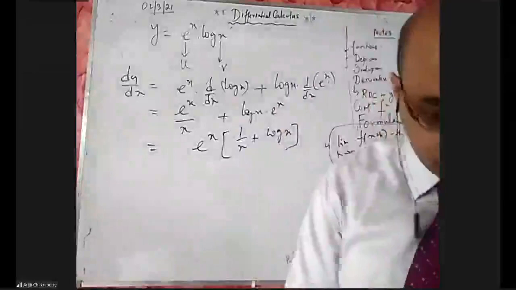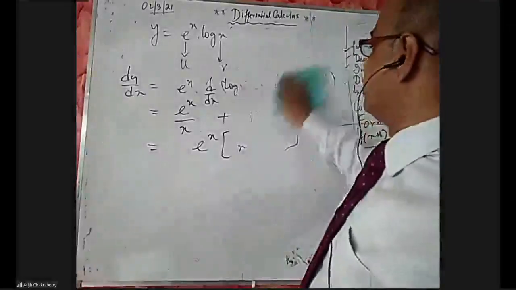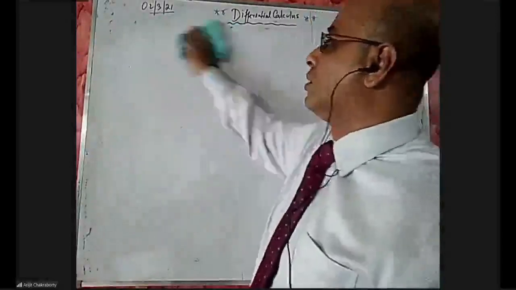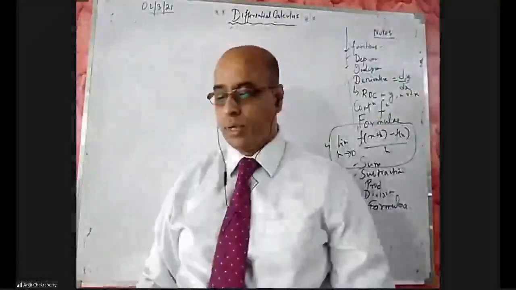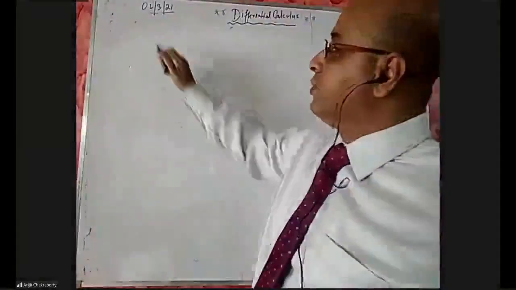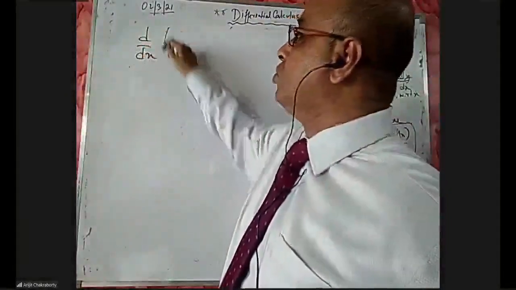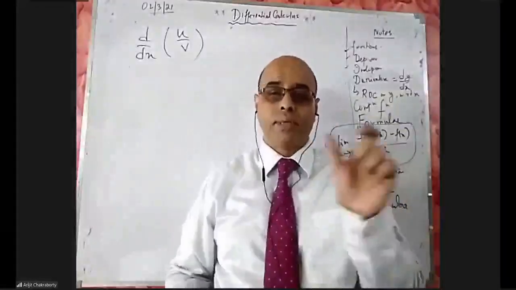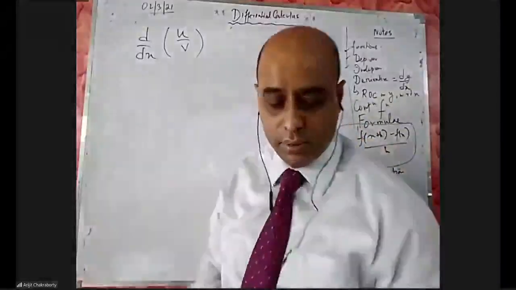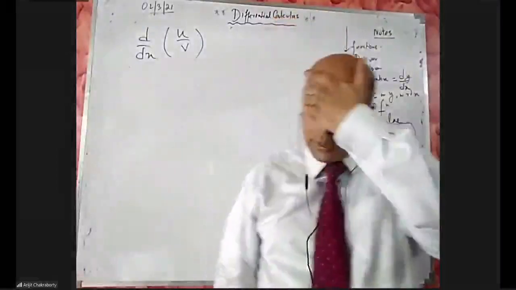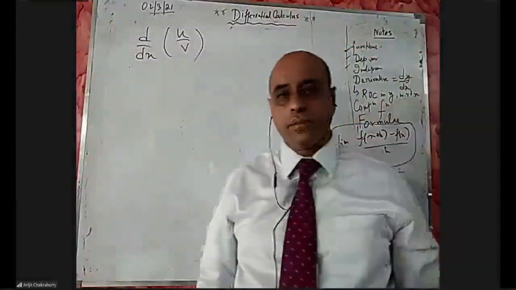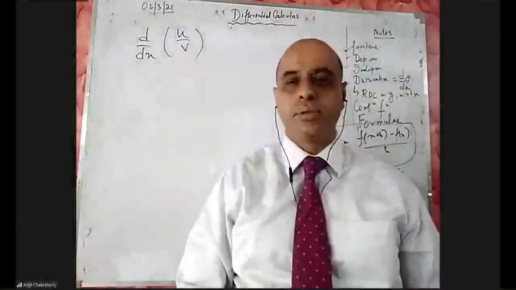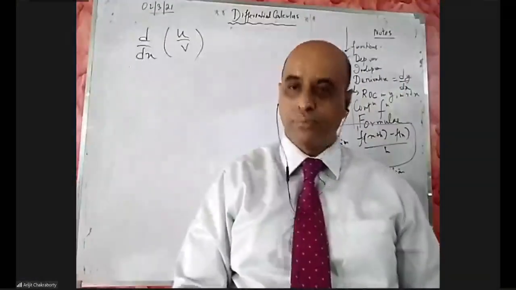Now we will take the division rule. Division rule is almost the same, with just one small difference which you have to keep in mind. Here we are doing d/dx of u divided by v, whereas in the earlier example you were doing u multiplied by v. Now u is a function of x, v is also a function of x, and you have to find the differential coefficient of u divided by v.